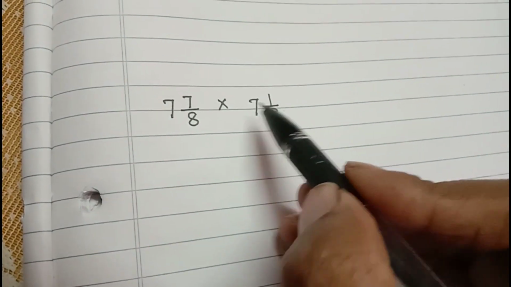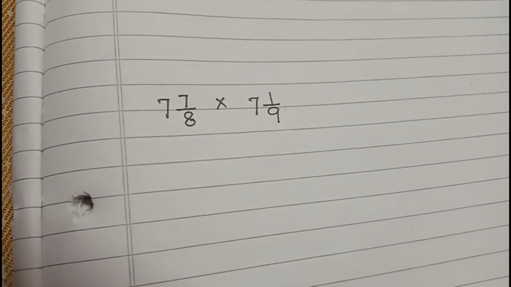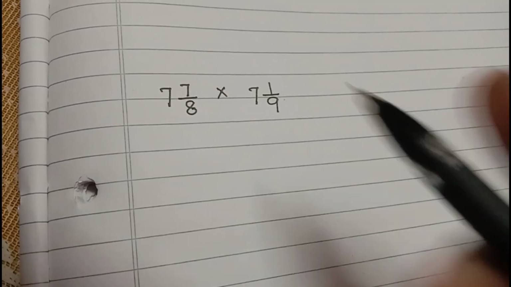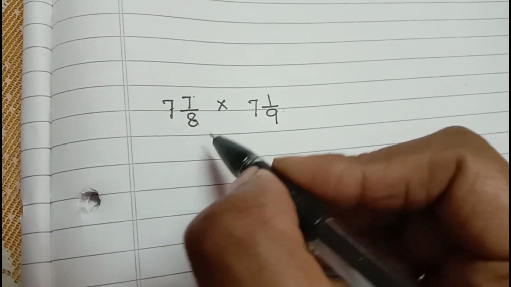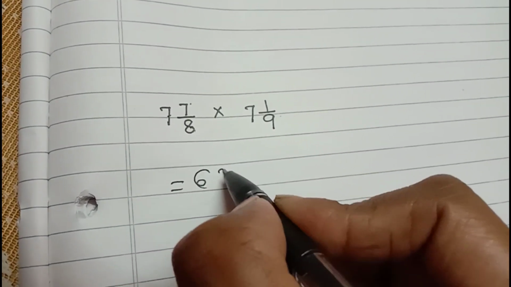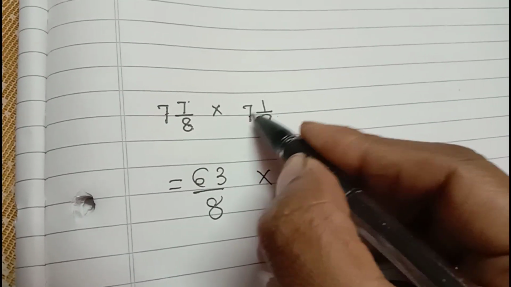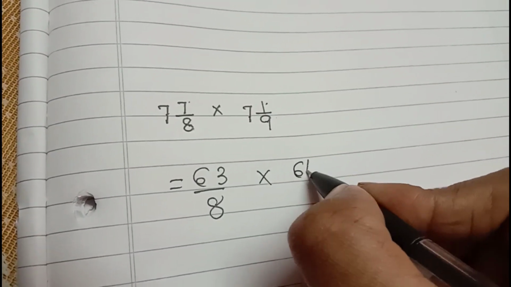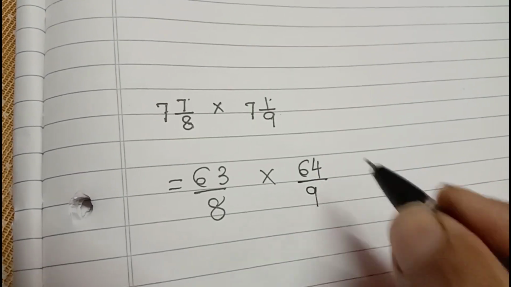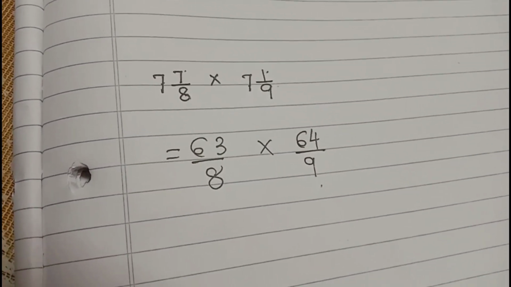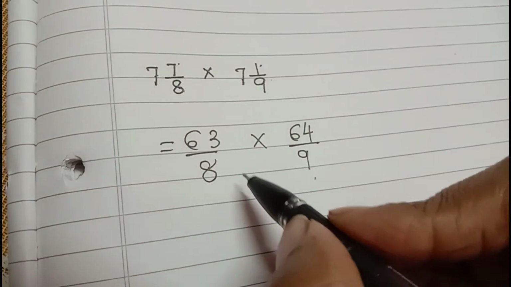Now children, see this question. Here I have both mixed fractions. So what I told you, first we will change mixed fraction into improper. How? 8 7s are 56 plus 7, 63 upon 8. 7 9s are 63 plus 1, 64 upon 9. This way you will change into improper fraction.